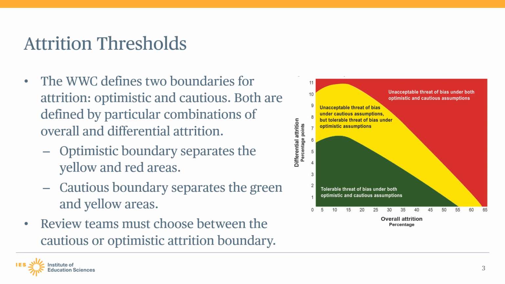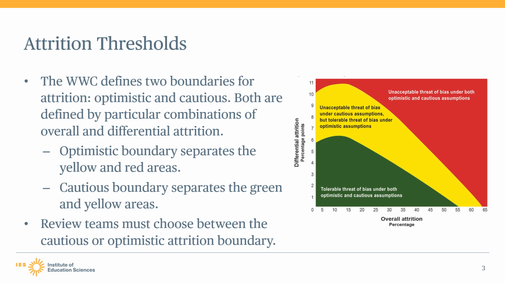Before reviewing any studies, WWC review teams select the attrition boundary they will use, optimistic or cautious, and they document this decision in a topic area review protocol. The team members will use the same attrition boundary for all studies reviewed under the topic area review protocol, and for all outcomes within each study.